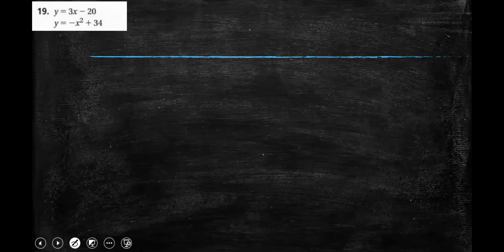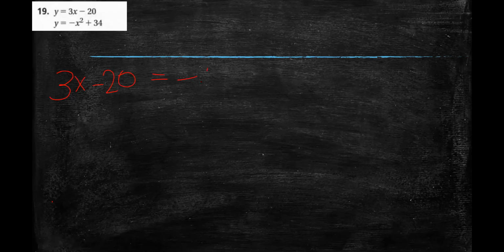Let's solve number 19 now, and then I will stop here. In number 19, we have two equations. Quickly. 3x minus 20 on this side, and on this other side, negative x squared plus 34. Let's now try to move this side to the other one. Add x squared.